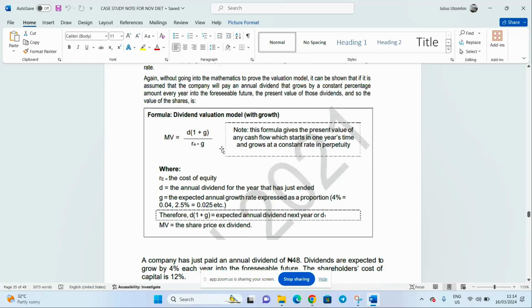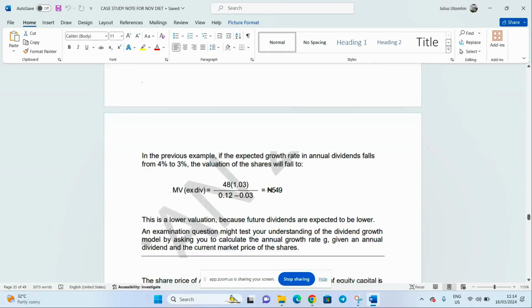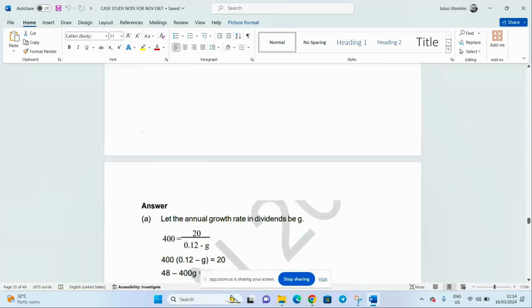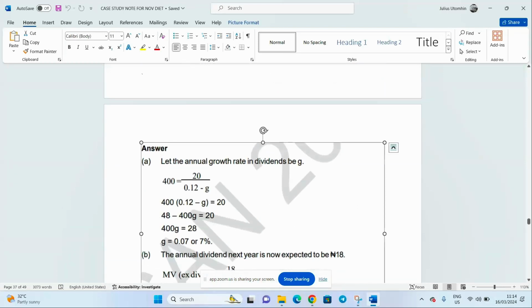But since they are telling us about the dividend of next year, it means you don't need to take the dividend and increase it by the growth rate again. No, because look at this. You have 400 is equal to 20 divided by cost of capital minus growth. Is that clear?